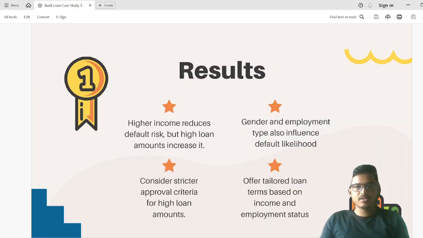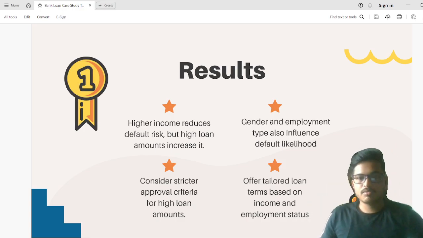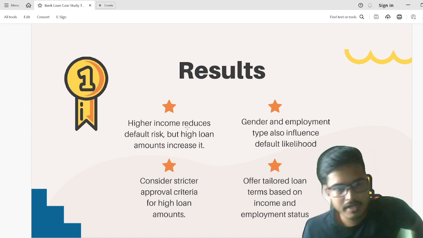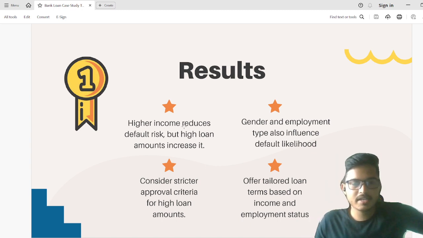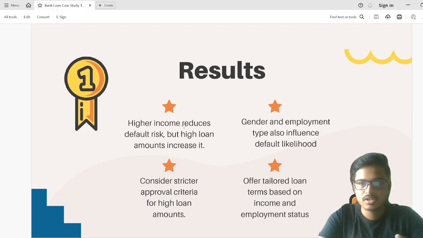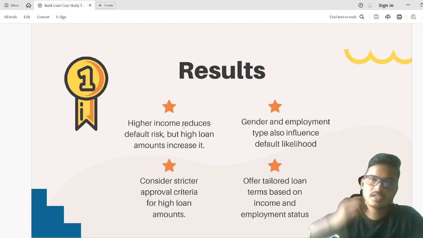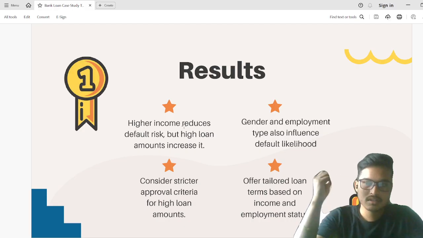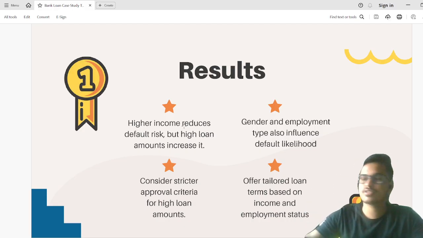Come back to the final results. These are our results from this data set. We had identified some results where higher income reduces default risk, but high loan amount increases it. Understand? The higher the income is, the lower the default risk, but the higher the loan amount, the default risk will increase.